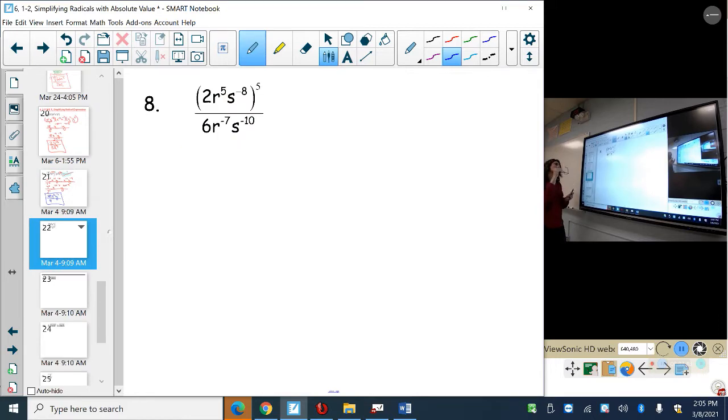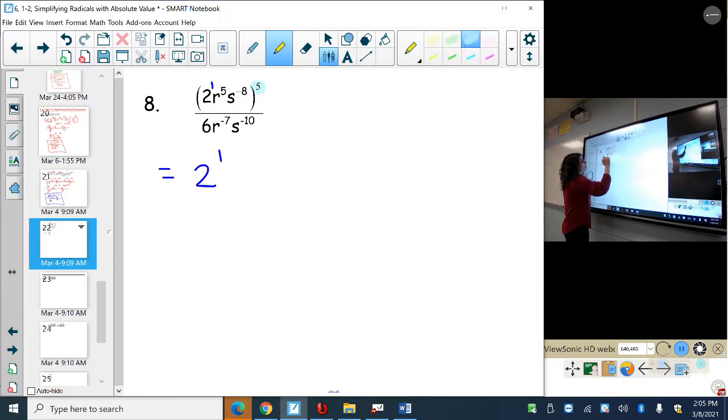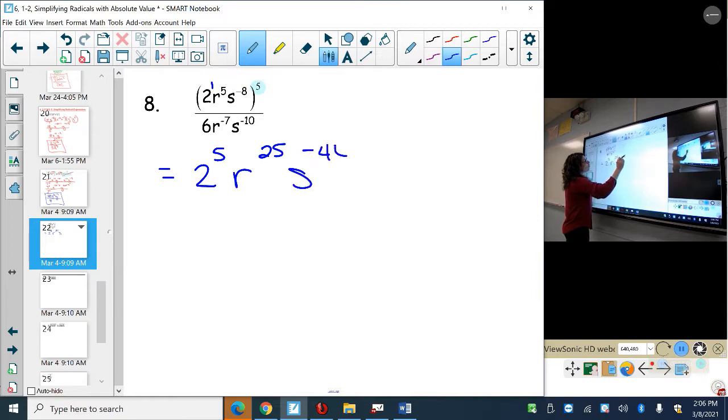Next, number 8. Number 8, we're going to put on a power of 1 here. The only thing that goes in with this power of 5 is only the numerator. The denominator does not get touched at this moment. So that's going to be 2 to the 10th. No, sorry. Was not looking. 2 to the 5th, r to the 25th, s to the negative 40, all over 6 r to the negative 7, s to the negative 10.